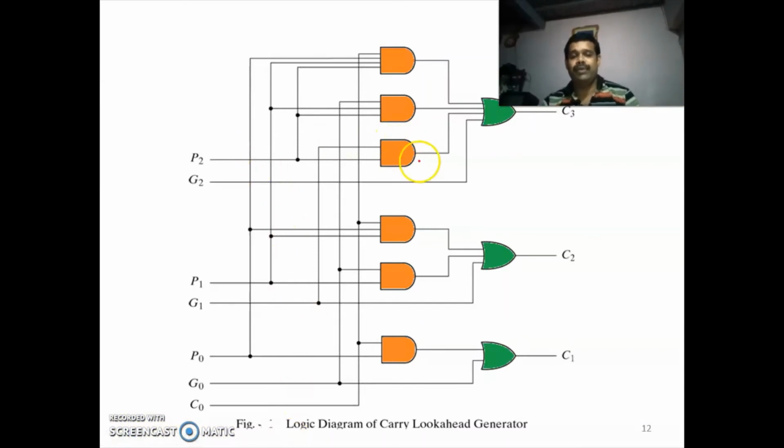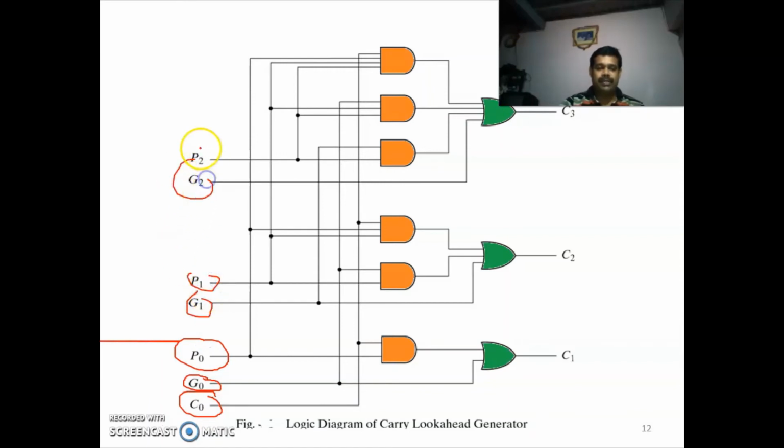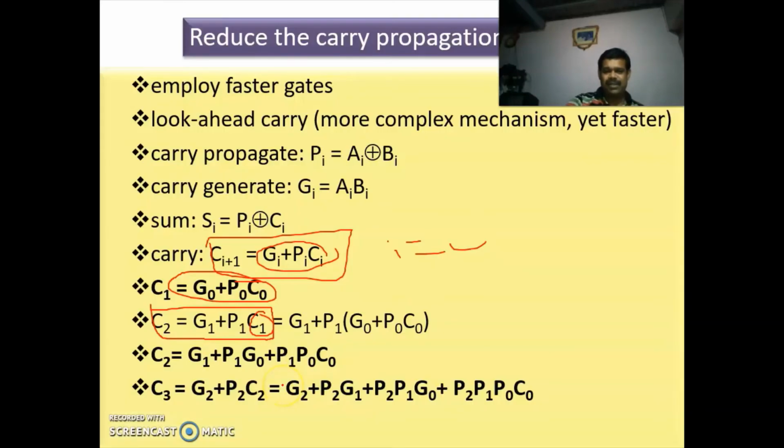After that, you have to draw this diagram. The inputs you have to take are C naught, G naught, P naught, then P1, G1, P2, G2. And the outputs are nothing but your carries, that is C1, C2, C3, C4. So by using this, you can draw it very simply.